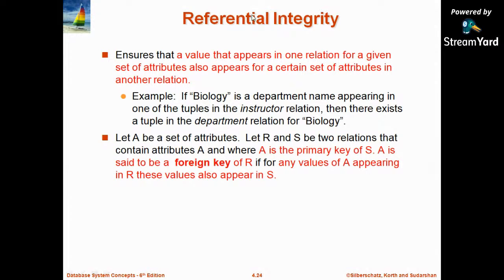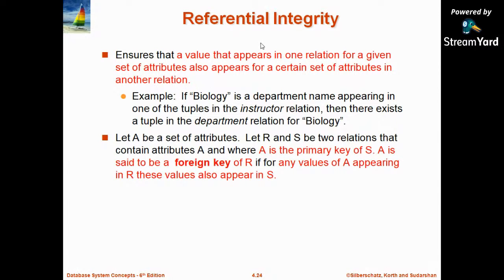Now we are coming to referential integrity. Referential integrity says that we are referring to two tables, and the value that appears in one relation for a given set of attributes also appears in a certain set of attributes in another relation.